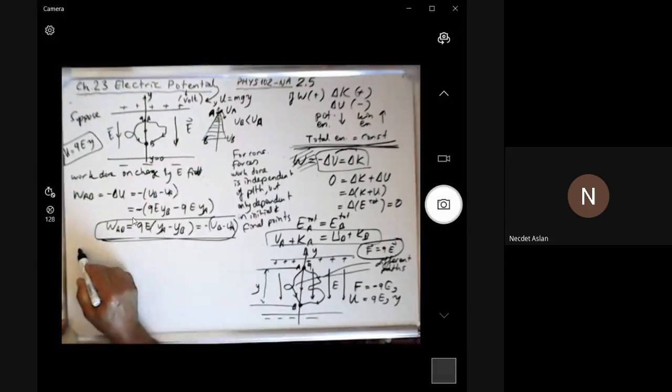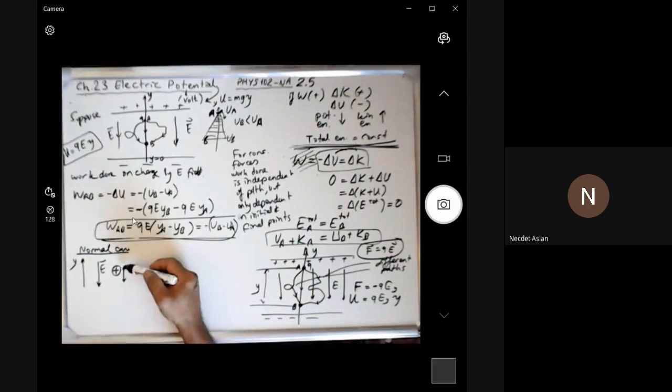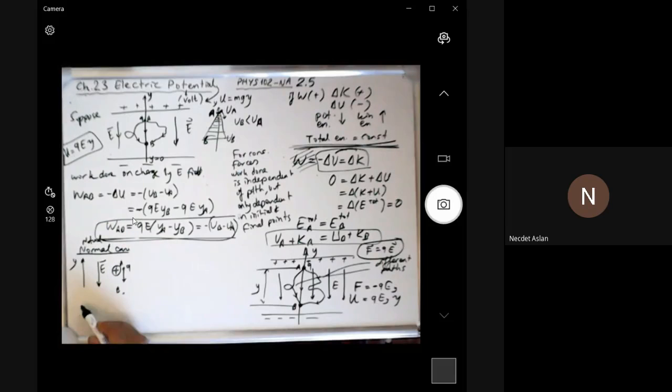So now let's do the normal case. In the normal case, the electric field is this way. The positive charge is moving downward, and the Y direction is this. As you see, this electric field exerts a force in the negative Y direction, and the object is going in the correct direction. So in the direction of the electric field, the charge is moving. This is a natural case, normal or natural case, and in this case, W is positive.